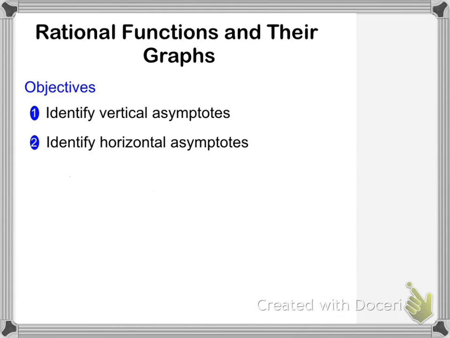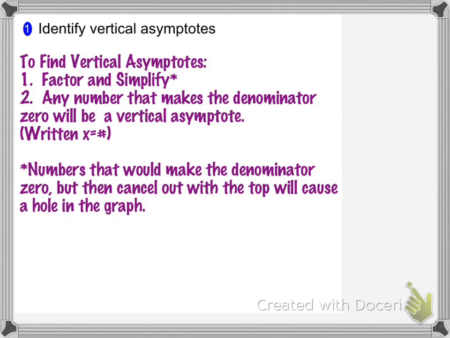In this video, we will be discussing rational functions and their graphs. The primary objective of this video is to learn how to identify both vertical and horizontal asymptotes of rational functions. The first objective that we will be discussing is vertical asymptotes, how to find vertical asymptotes of rational functions.